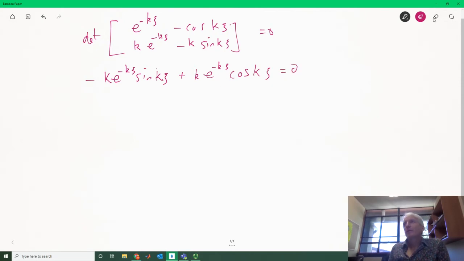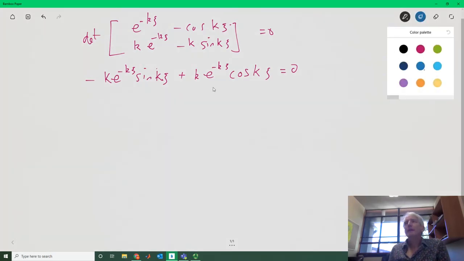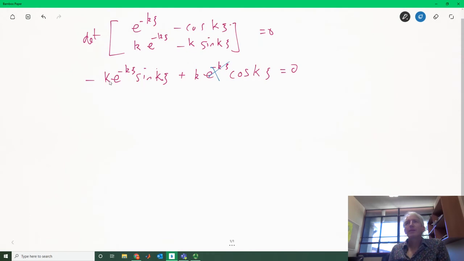All right, great work. So we can cancel out the exponentials. They're never going to be 0. And we can write this equation down as tan of kappa zeta, dividing by cos here, is equal to k over kappa. So that's why it's called a transcendental equation.